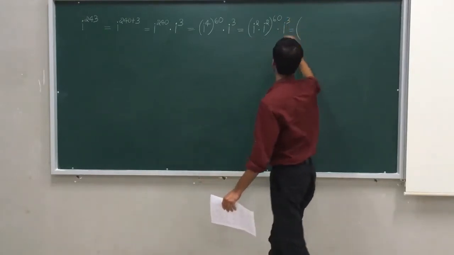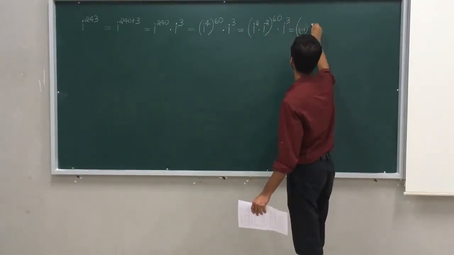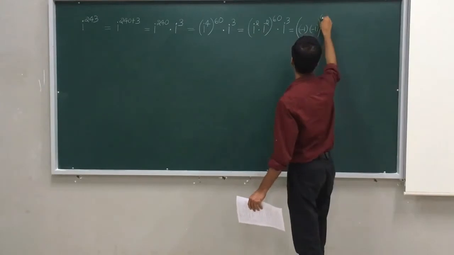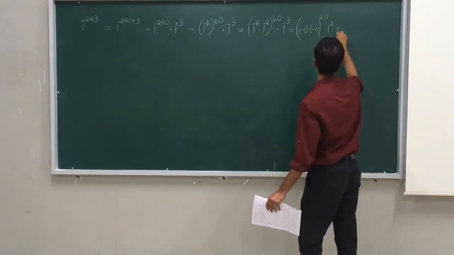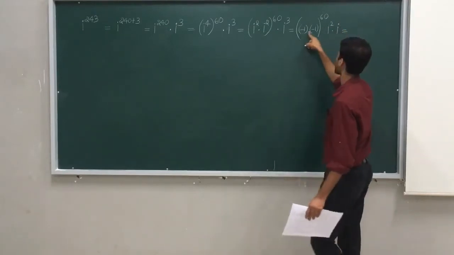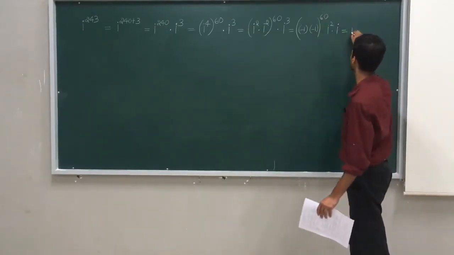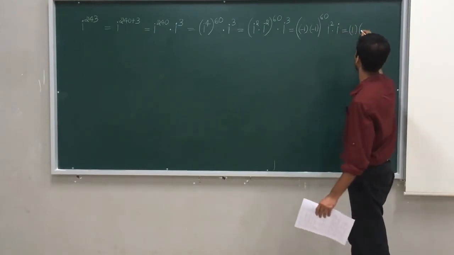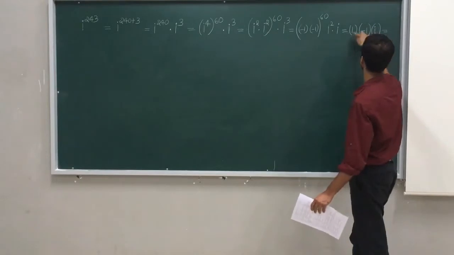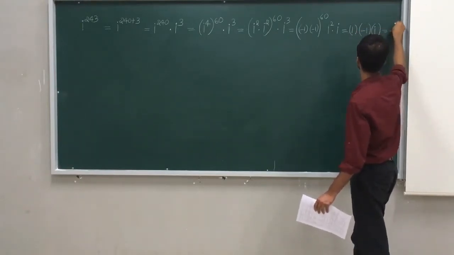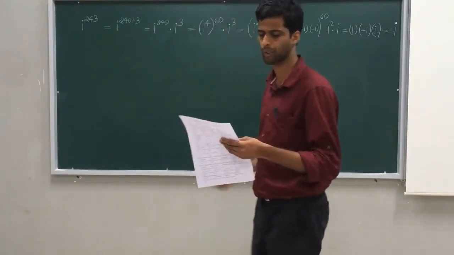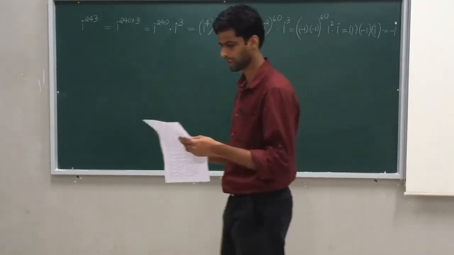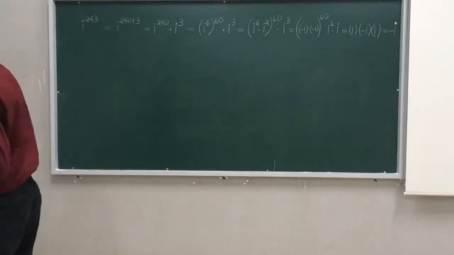We all know that i square is minus 1, so (minus 1) to the power 60 into i cube, which can be written as i square into i. We all know that minus into minus becomes plus, so 1 raised to 60 is 1. i square is minus 1 into this i, so plus into minus gives minus, and your final answer is minus i. That is option B, the right answer for this particular question. Okay, we will move on to the next question.